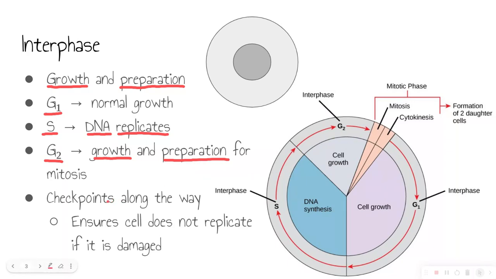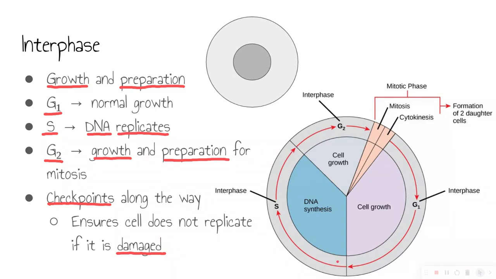And we're going to have multiple checkpoints along the way. And at these checkpoints, the cell is going to determine if it's ready to replicate. And this is going to ensure that it does not replicate if the cell is damaged, because we don't want more cells that are damaged, because those damaged cells would then go on to replicate, and we would have even more damaged cells, and that would not be good.